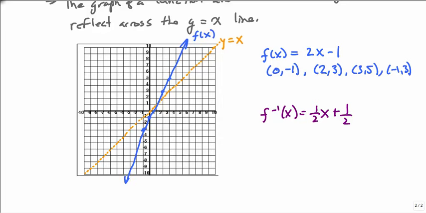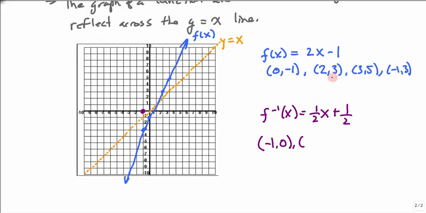Now because it's symmetric about this line, every point on the blue line should reflect across this y equal x line. So what should happen here is this point should swap. So this should be -1, 0. So let's go ahead and see if that works. 1/2 times -1 is -1/2. -1/2 plus 1/2 is 0. So that did work. These points did swap. So the point 0, -1 for our inverse becomes -1, 0. So you can see it reflects across that line.